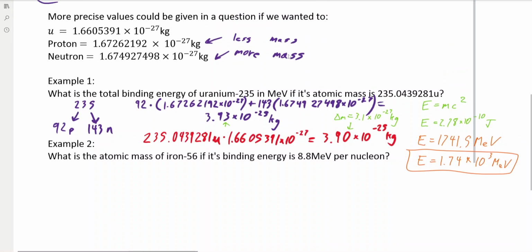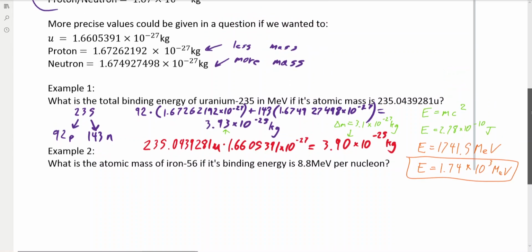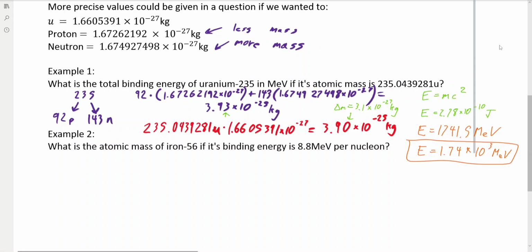All right, let's see if we can do one more question now. So I recommend you pause the video now and try it out yourself and see if you get the same answer. Okay, so what is the atomic mass of iron 56 if its binding energy is this much per nucleon? Okay, so this is not the actual binding energy, it's the energy per nucleon, not the total, but per nucleon.